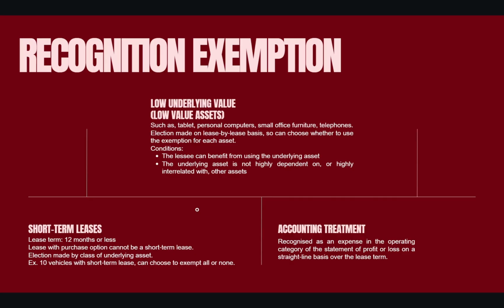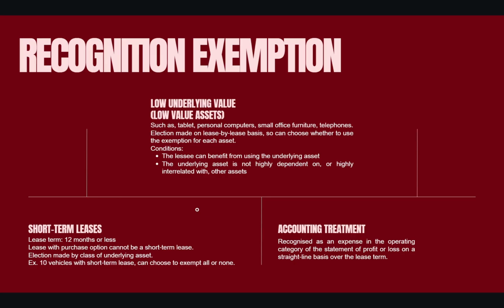So for example, if there are 10 vehicles with short-term leases, you must choose to either exempt or include all of them in the lease. So you cannot separate it based on the contract. However, for low underlying value or low value assets such as tablets, personal computers, small office furniture, and telephones, the election can be made on a lease by lease basis. So you can choose whether to use the exemption for each asset stated on the contract.